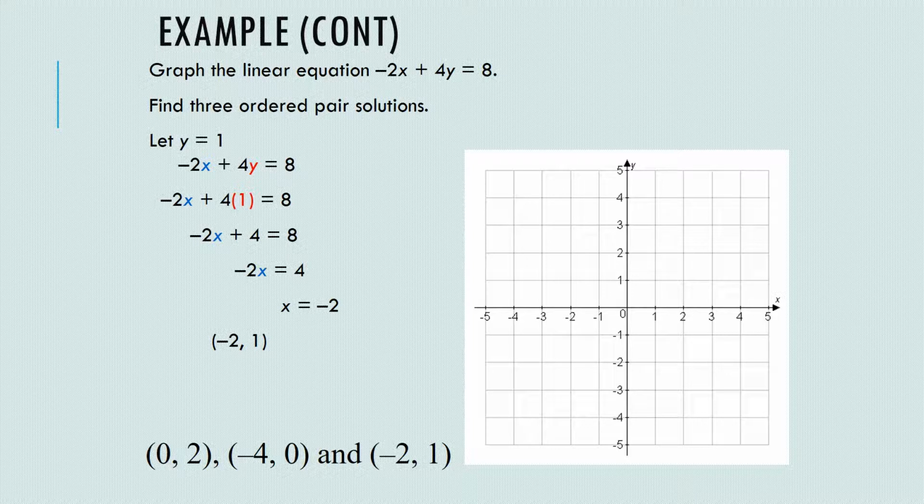So now I'm going to plot 0, 2, right there, -4, 0, right there, and -2, positive 1. All 3 points are lined up. I'm going to draw my line.